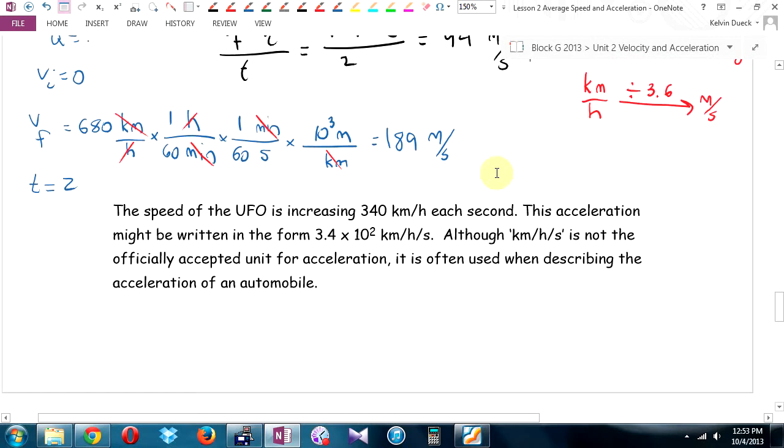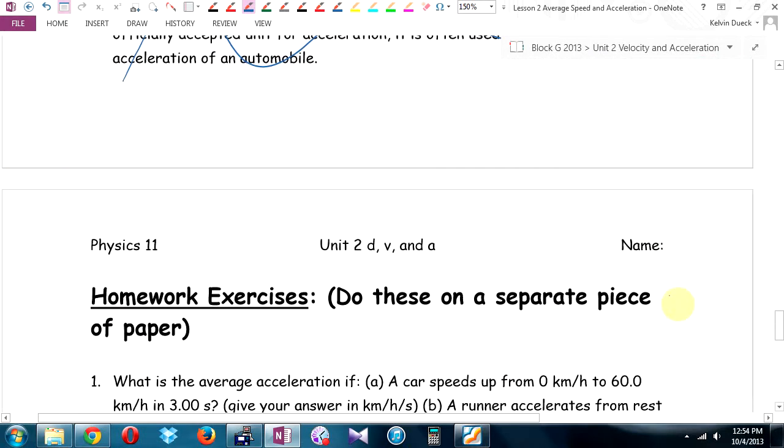By the way, I wrote down here, the speed of the UFO is increasing at 340 kilometers each second. This acceleration might be written as 3.4 times 10 to the second kilometers per hour per second. I've second-guessed myself on this about 10 times. I hate this. So we did our conversion first, so you can scribble that out. We're not going to use kilometers per hour per second as a measure of acceleration. I think it's yucky. It's like fingernails on the blackboard as far as I'm concerned.